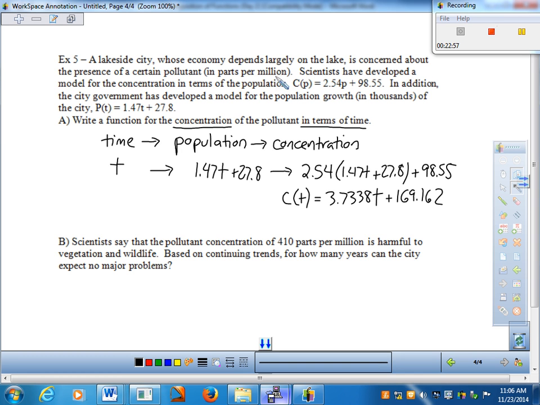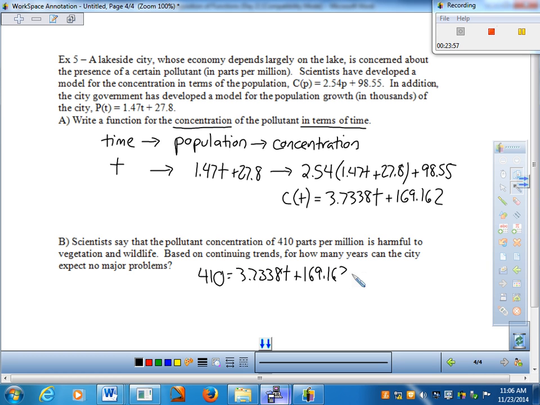Alrighty, so we had our population in terms of time, concentration in terms of population. We combined two together to create the third, and we're looking for that concentration to be 410, the breaking point. So let's throw 410 in place. Okay, so I've got 3.7338t, add that 169 and change on the back end, and it's just an equation to solve for t.